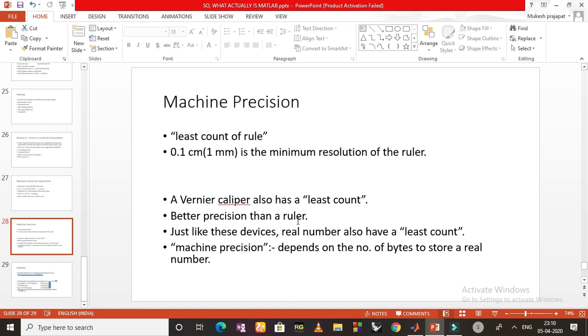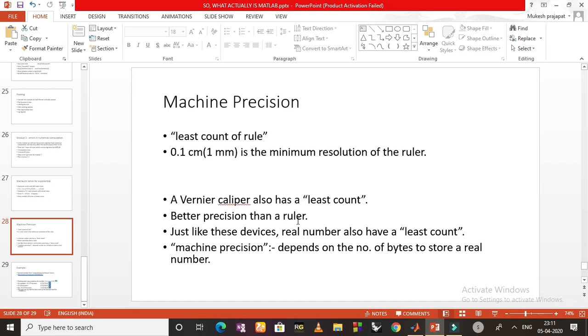For measuring lengths less than 1 millimeter, we use another scale called a vernier caliper. It also has a least count. As we all know, every device which we are using for our numerical techniques has a least count. The vernier caliper has a better precision than the ruler. Just like these devices, a real number also has a least count. This is the important line, that a real number also has a least count, because we are going to use it in MATLAB.